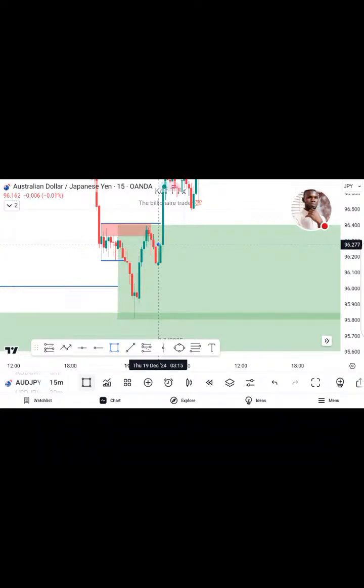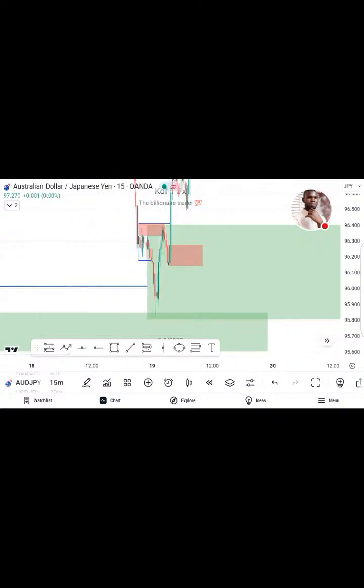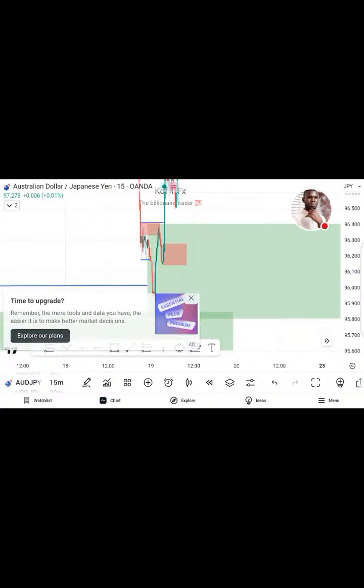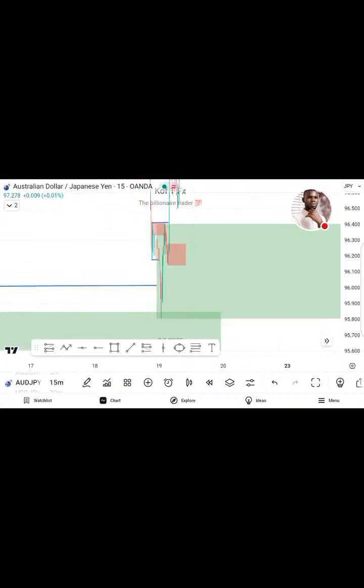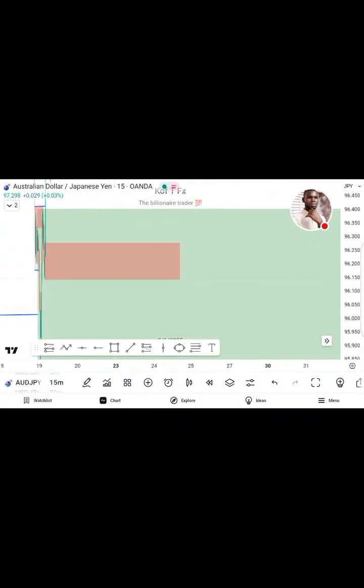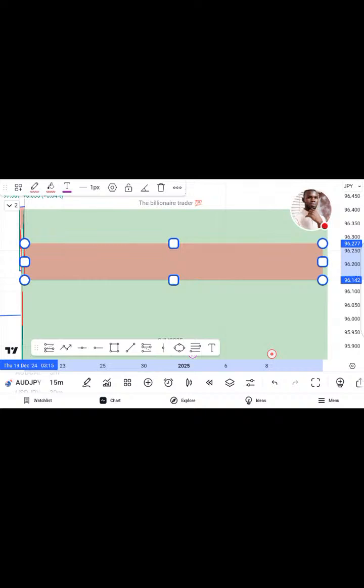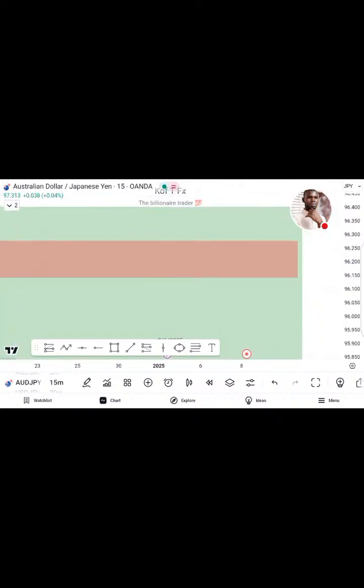I'll just pick it from here. But below it, there is an FVG. There is an FVG below it, which means there's still a zone below that particular area being marked. So as a result of that, we'll be looking for and waiting for price to actually take out that particular low as the liquidity.